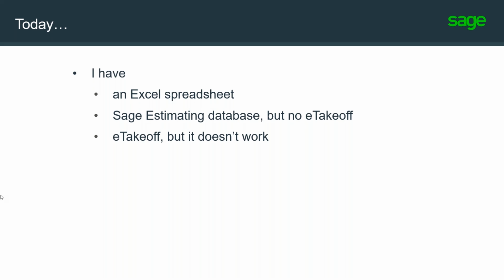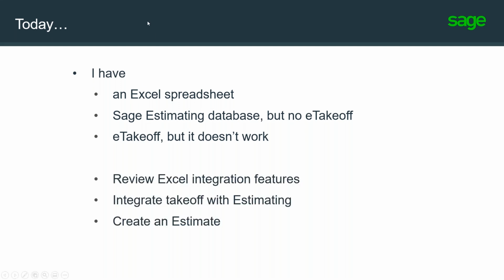If you already have a Sage database, please bear with me a little bit at the beginning. We will definitely get to the Sage estimating part of it here as we go along. So we're going to review quickly some Excel integration features new in version 1911. We're going to see how we can integrate Takeoff with estimating, and we'll create an estimate here within a half an hour. So lots to do here, but it works pretty well.